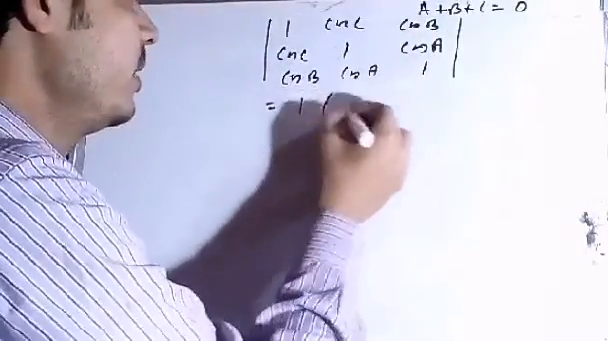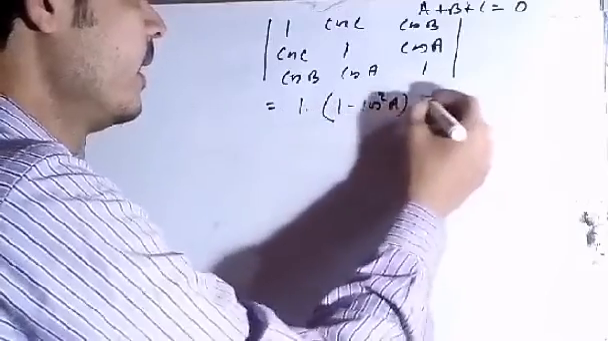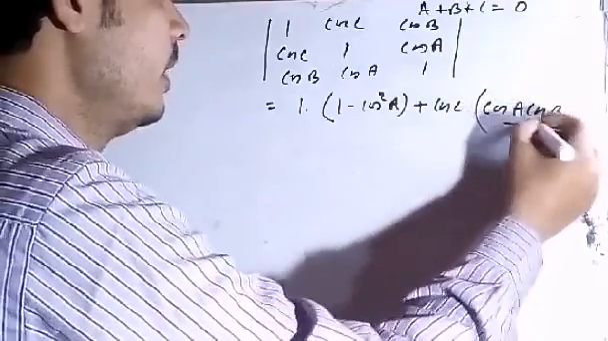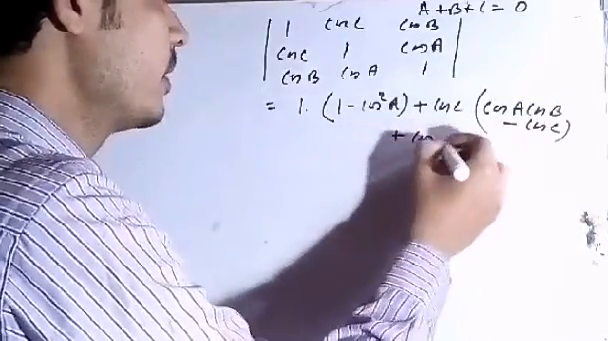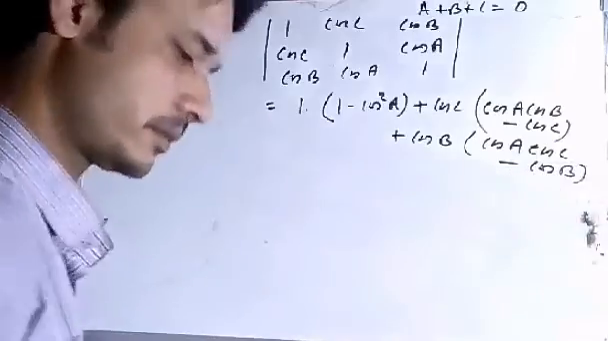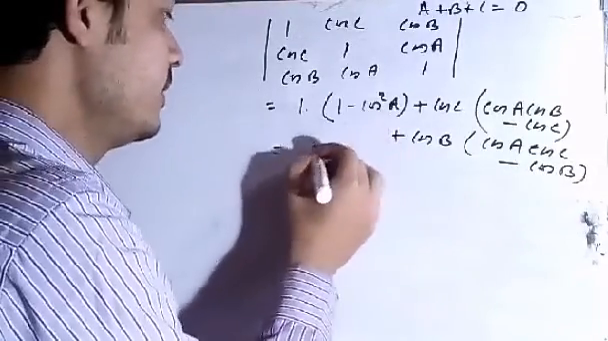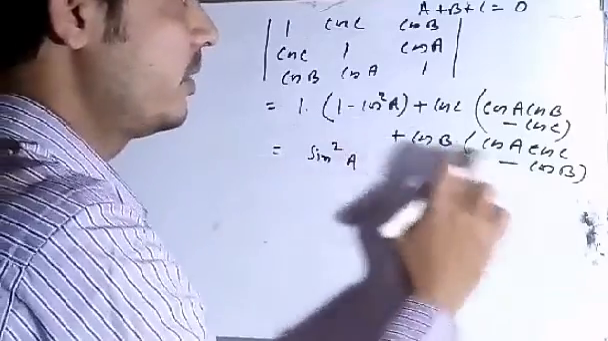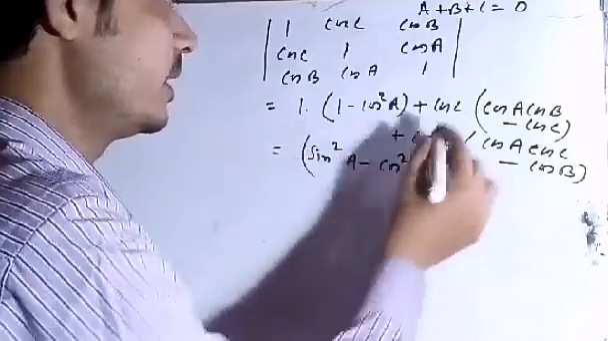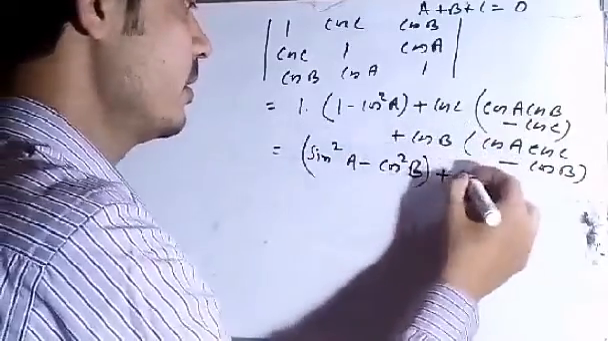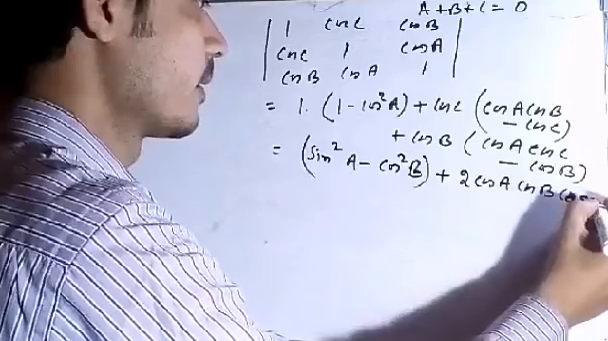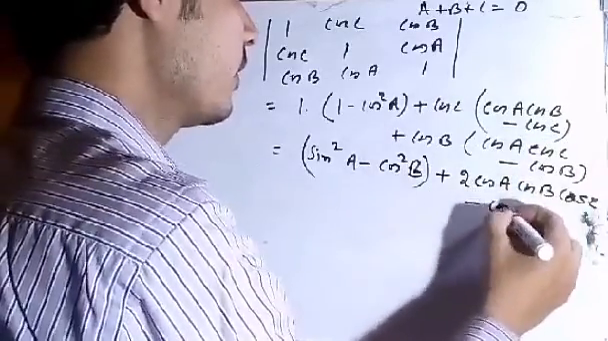So expanding, we have 1 into (1 minus cos square a), plus cos c into (cos a cos b minus cos c), plus cos b into (cos a cos c minus cos b). Clear? Now this is equal to sin square a, and from this we have minus cos square b. So sin square a minus cos square b taken together. Now cos a cos b cos c plus cos a cos b cos c, so we have twice cos a cos b cos c. And then we have here minus cos square c.